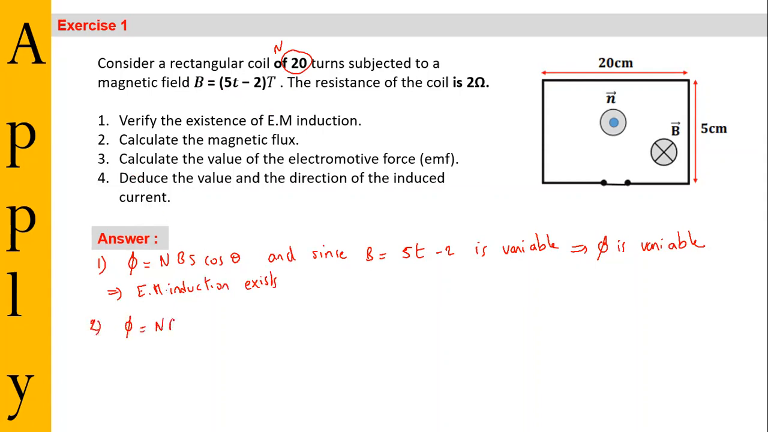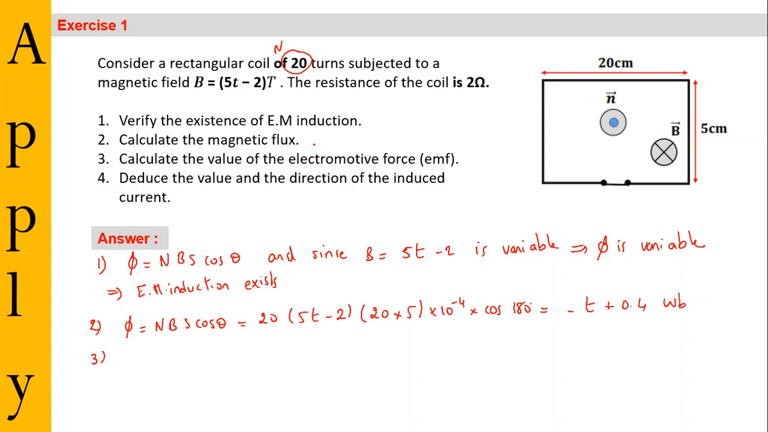Part 2, calculate the magnetic flux. The flux is equal to NBS cosine theta. The number of turns is 20, B is 5t minus 2, and S is the surface. Here we have a rectangle, so the surface equals length times width. So it's 20 times 5, but we must pay attention, times 10 power minus 4, since we have centimeters. Times cosine theta, where theta is the angle between B and N, which are opposite, so the angle is 180 degrees. We get as answer minus t plus 0.4 Weber. This is for the flux.